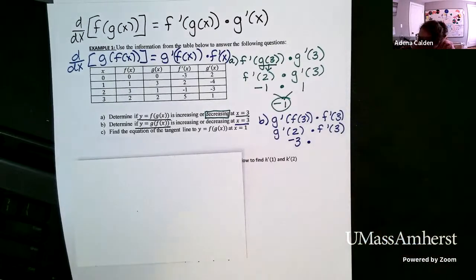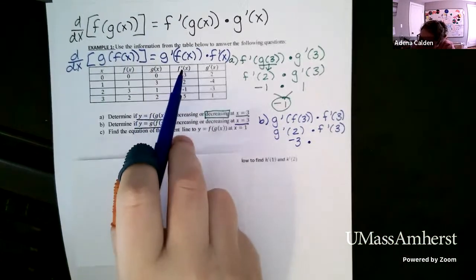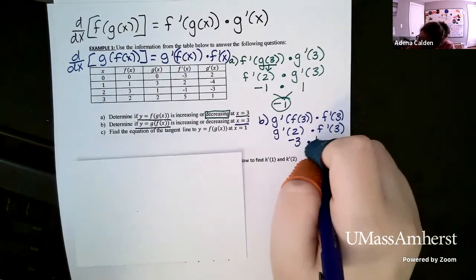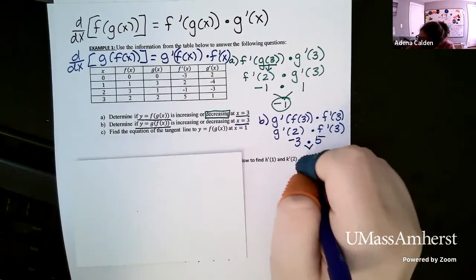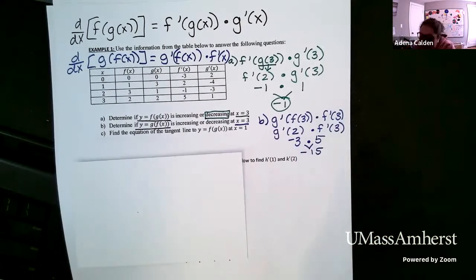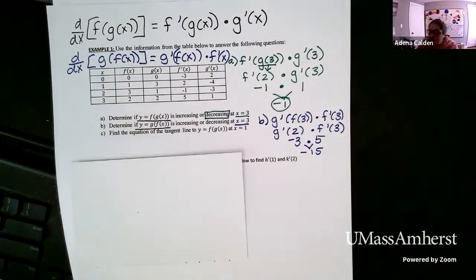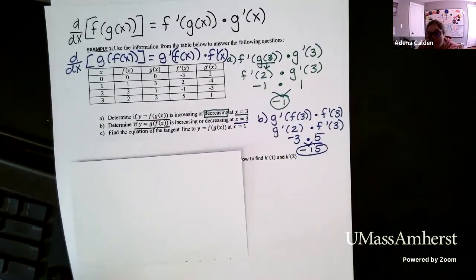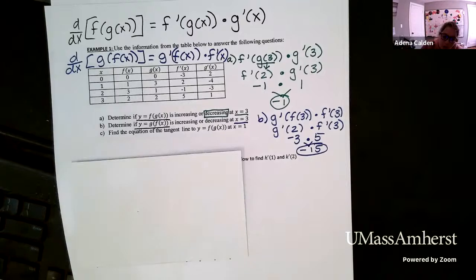And then f prime of 3, we go to f prime, we go down to 3, and we get a value of positive 5. And then again, we're going to multiply those together. Negative 3 times 5 gives us negative 15. And then we have to take that value and use it in our context.